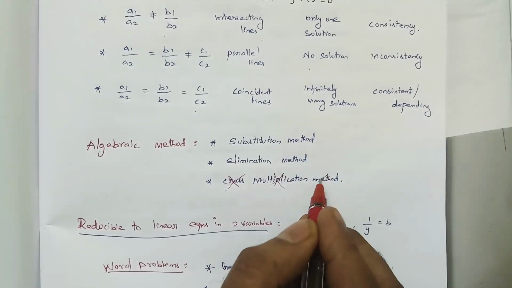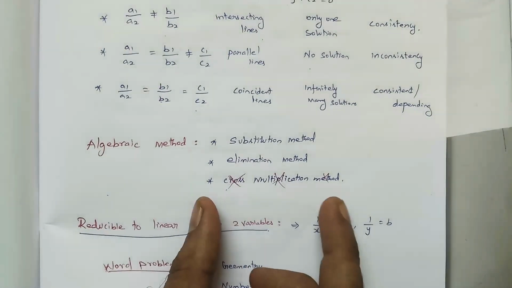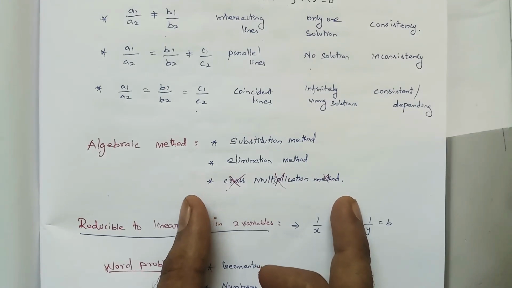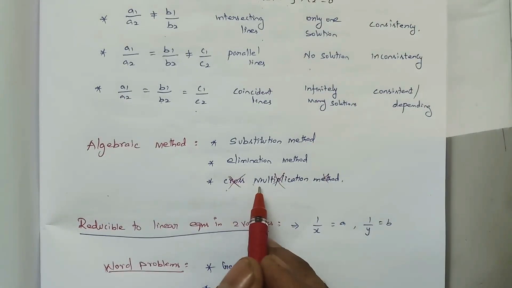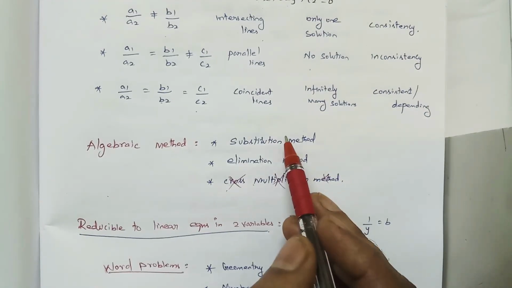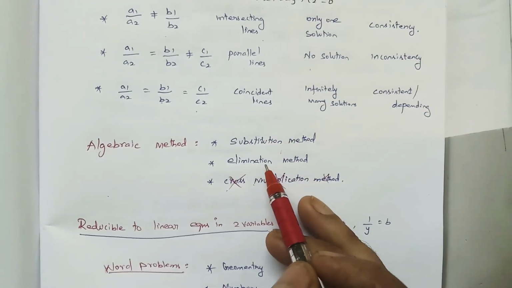I'm just mentioning it, but the third method has been deleted for your public exam. So please don't practice this method. You just practice these two methods, substitution and elimination. Among these two, elimination is very easy.